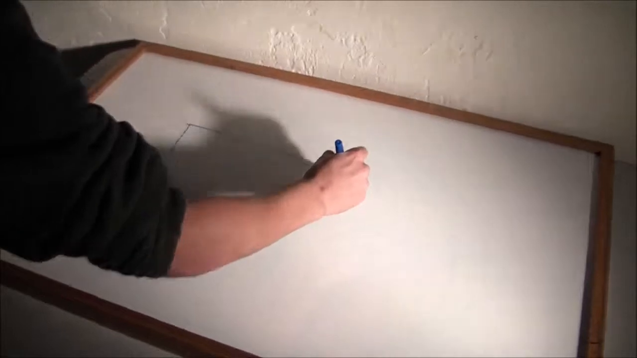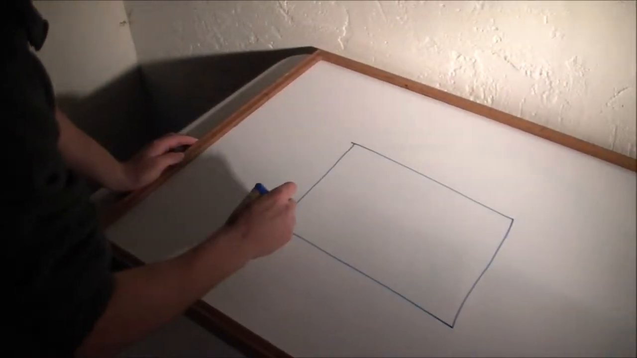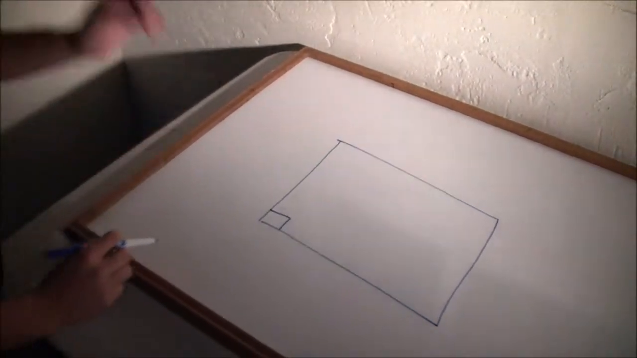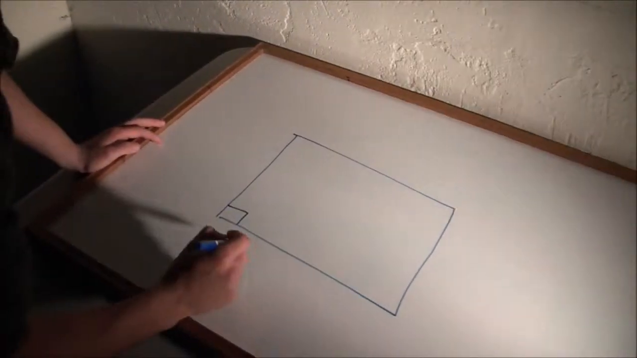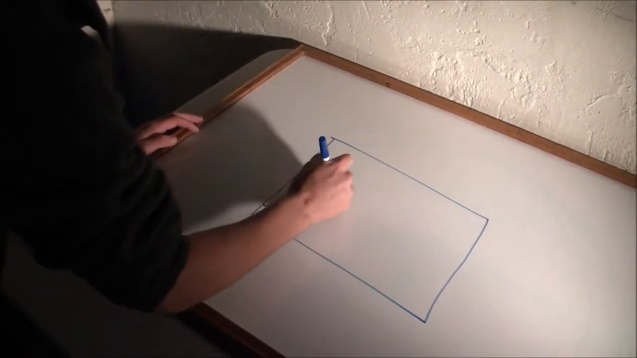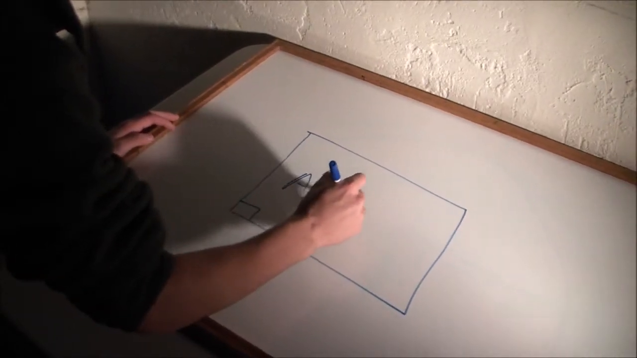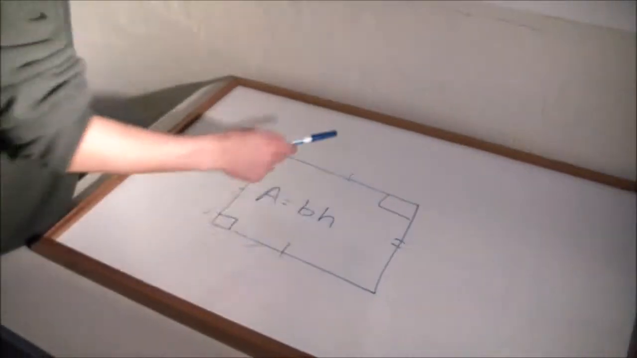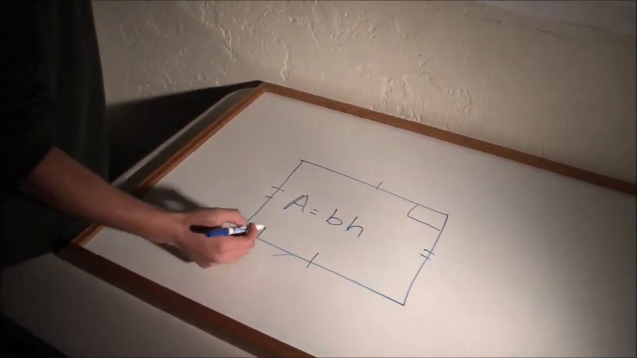So, what you would do is have your rectangular field here, and simply to find the area, you'd use the equation area equals base times height. So our rectangle here is defined by opposite sides being congruent and all angles being right.